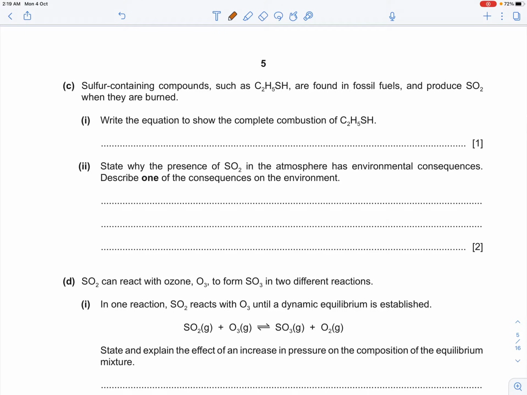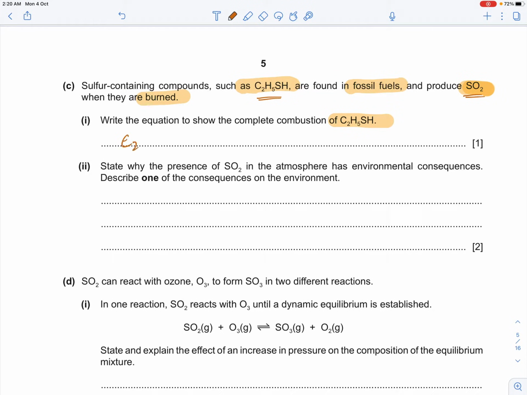Next question is, sulfur containing compounds such as this one, C2H5SH, are found in fossil fuels and produce sulfur dioxide when they are burned. Write the equation to show the complete combustion of C2H5SH. So this is a thiol, and we just have to write the combustion equation for this compound. They've already told us that when it gets combusted, when it reacts with oxygen, it produces sulfur dioxide.